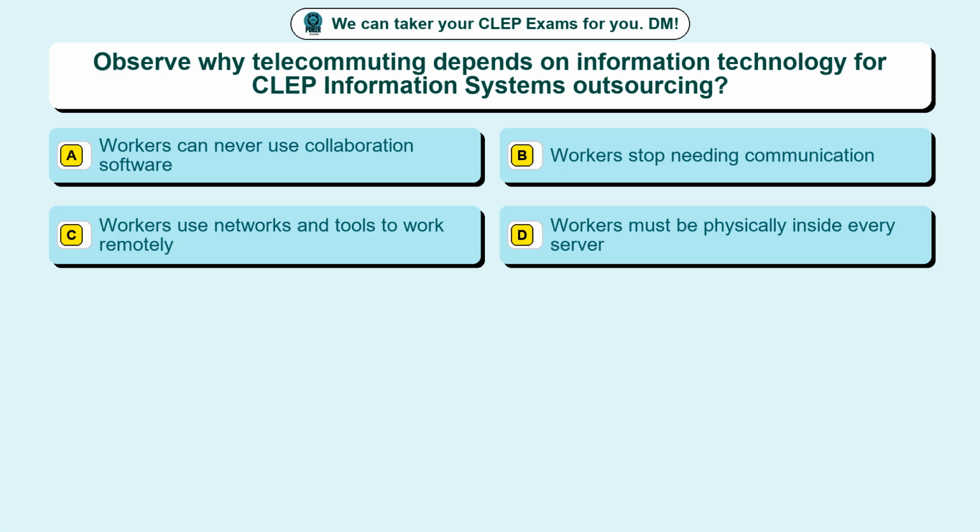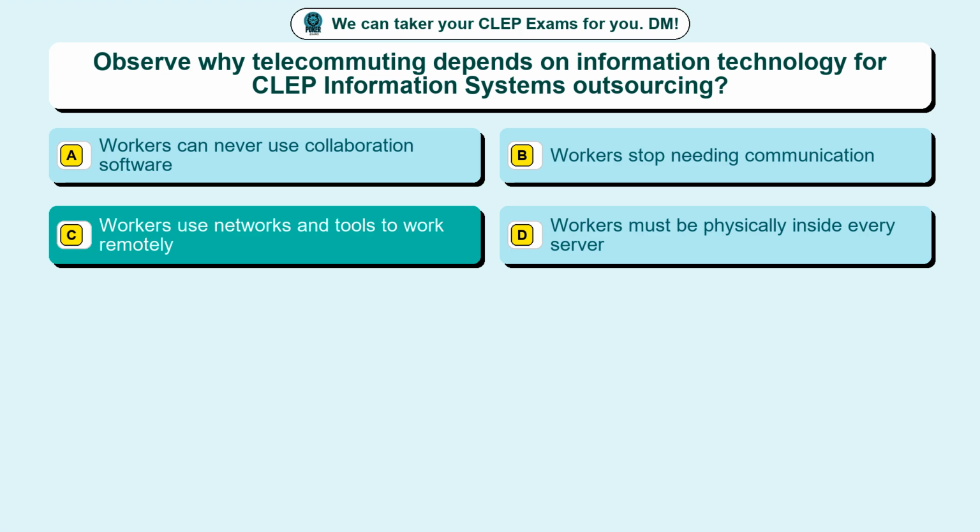Question 99. Observe why telecommuting depends on information technology for CLEP Information Systems outsourcing. Option A. Workers can never use collaboration software. Option B. Workers stop needing communication. Option C. Workers use networks and tools to work remotely. Option D. Workers must be physically inside every server. The correct answer is option C. Workers use networks and tools to work remotely.